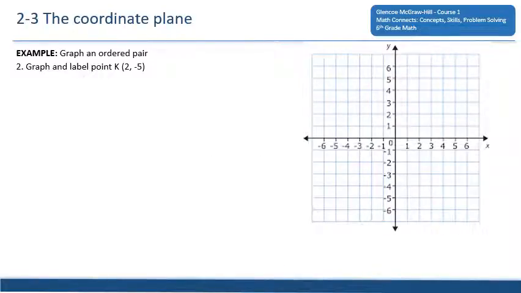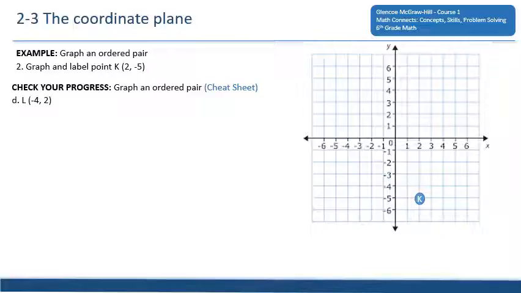Graph an ordered pair. Graph and label point K. So 2 and -5. So we're going to go 2 places to the right on the x-axis and then 5 places down on the y-axis, and that is point K.